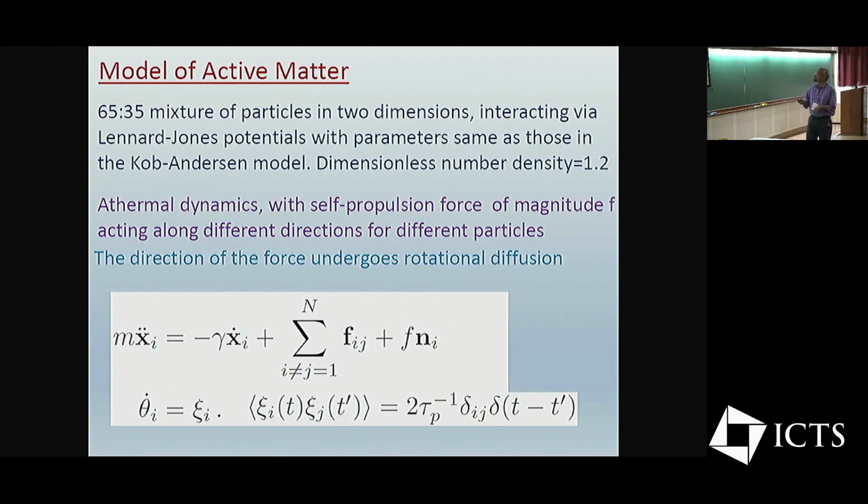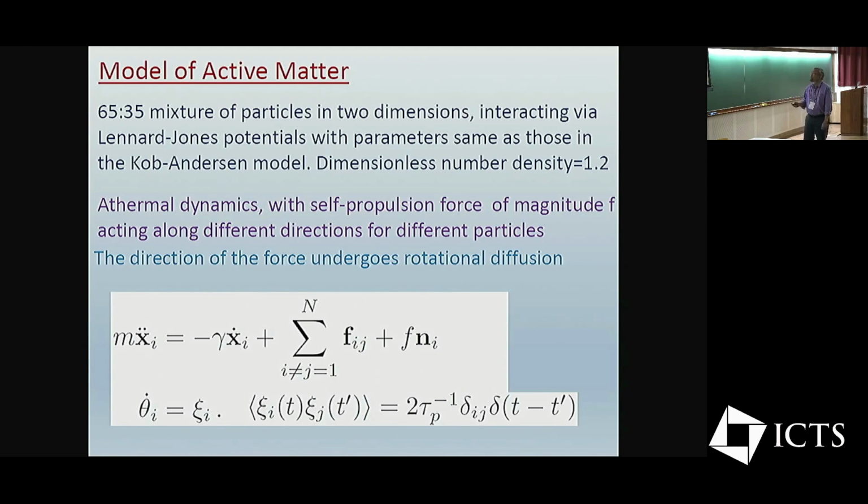We assume that the active force has the same magnitude for all the particles. And this is a two-dimensional system. Direction is represented by this unit vector n, and the unit vector, of course, will have some angle. In 2 dimensions, just one angle is sufficient to specify its orientation. And one assumes some kind of simple dynamics, where there is a persistence time that tells you how quickly the direction of this n is changing as a function of time.